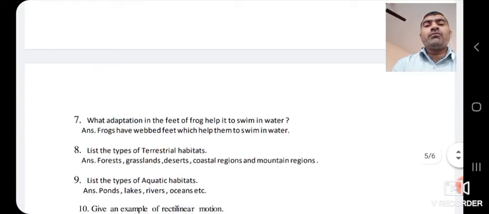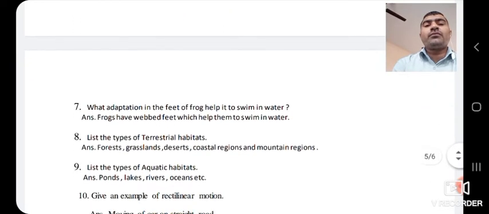Now the next question we have, what adaptation in the feet of the frog helps it to swim in water? Which type of adaptation does the frog have which helps it to swim in water? Frogs have webbed feet which help them to swim in water. List the types of terrestrial habitats.